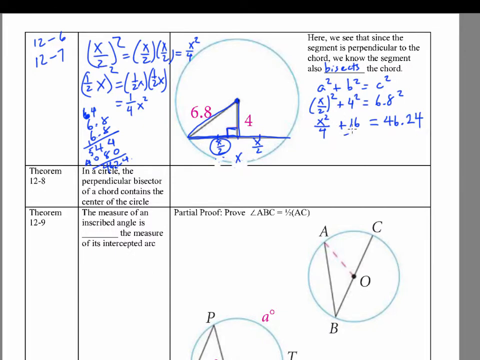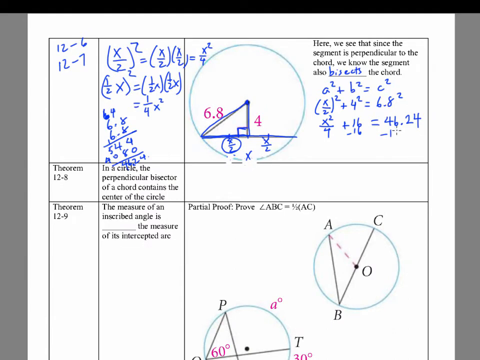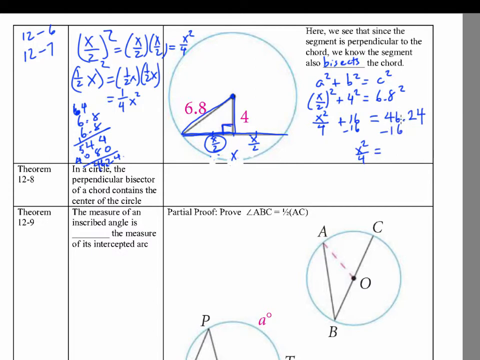If we subtract 16 from both sides, we get x squared over 4 equals 0.24, with 46 minus 16 being 30. So 30.24. Now we're going to multiply both sides by 4. The 4 makes 1, so we get x squared equals 30.24 times 4.